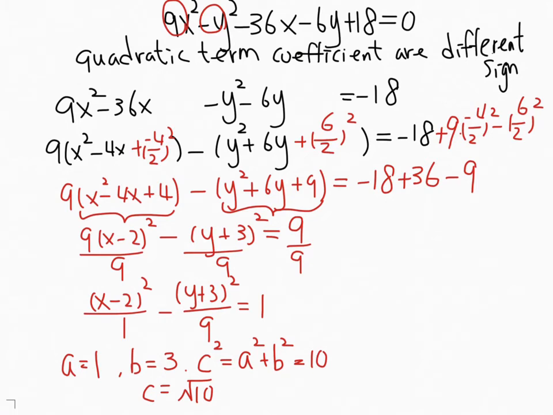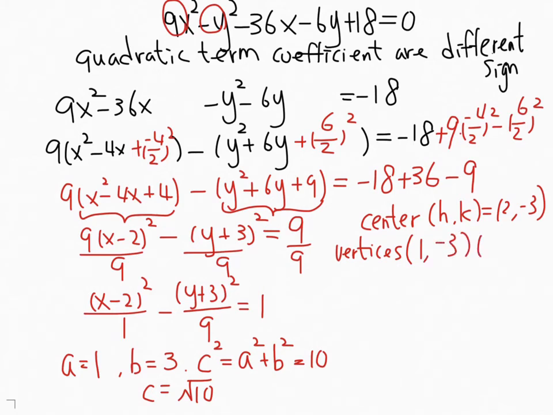So since 1 is underneath the x, we will have an opening left and right horizontally oriented hyperbola with the center location, our h and k, located at 2, -3. The vertices are going to be located at, again, horizontally oriented, so it's going to change your x value only. From your center location, 2 plus a, 2 minus a. So change the x coordinate only, y coordinate remains the same.